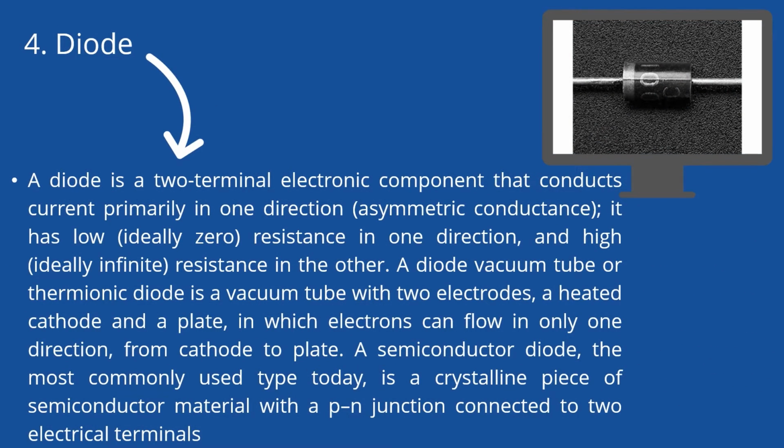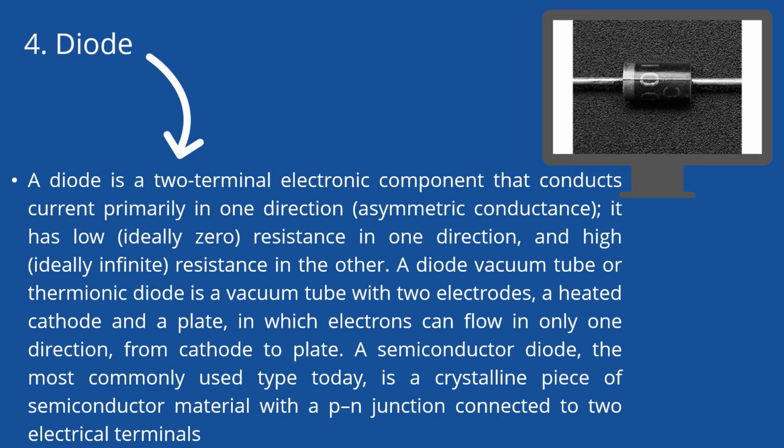Lastly is about the diode. A diode is a two-terminal electronic component that conducts current primarily in one direction, which is asymmetric conductance. It has low, ideally zero resistance in one direction, and high, ideally infinite resistance in the other. A diode vacuum tube or thermionic diode is a vacuum tube with two electrodes, a heated cathode and a plate in which electrons can flow in only one direction, from cathode to plate.